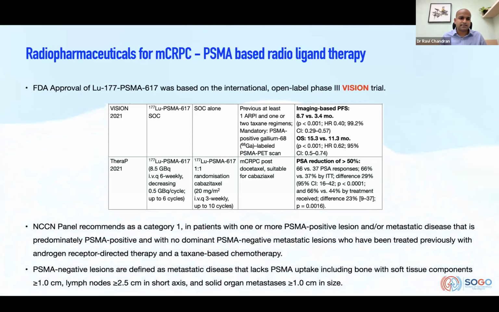And the second study is TheraP, which was published in 2021, wherein there was randomization between lutetium-177 versus cabazitaxel. This was one trial which gave us a little more clarity when it came to the third line of management, as in whether we have to choose lutetium PSMA or cabazitaxel. The gist of this TheraP trial is that if there is predominantly PSMA positive metastasis with no PSMA negative, then lutetium PSMA is a little superior compared to cabazitaxel.